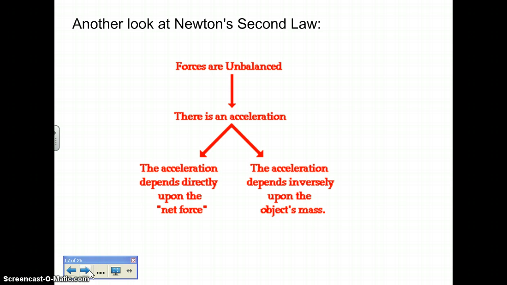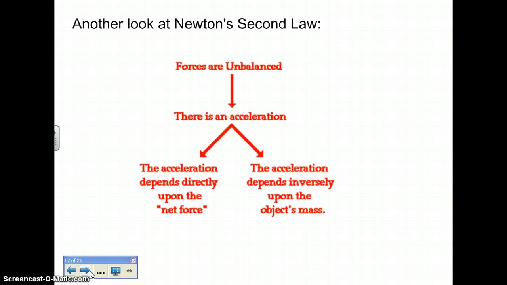So here, once again, is this flow chart. Based on what I just told you, you should be able to understand this. Forces are unbalanced. Well, if forces are unbalanced, then that means that there has to be an acceleration. How do you know that there's an acceleration? It depends directly on the net force, and it depends inversely on the object's mass. So once again, this is just reiterating Newton's second law equation, F net equals m a net.